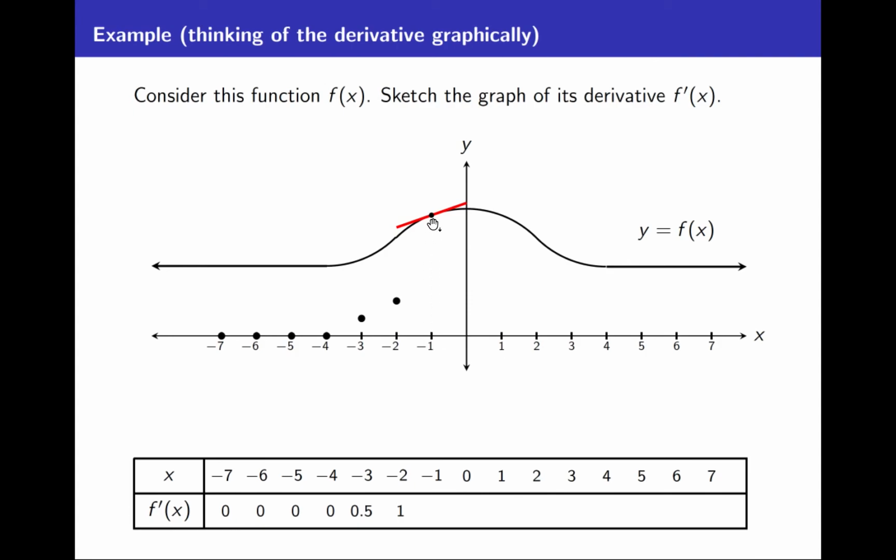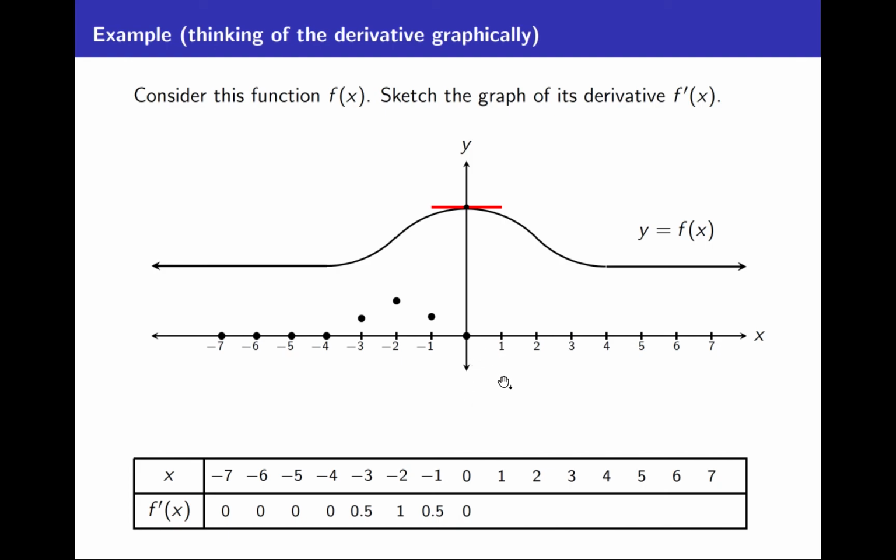And move over to x equals -1. You look at the slope. Looks like slope 1/2 again. So that would mean f prime of -1 is 1/2. And we'll plot the point -1, 1/2. And move on. Now we have x equals 0. And look at this. The tangent line to the graph of y equals f of x is horizontal. Its slope is 0, telling us that f prime of 0 is going to be 0. So we plot the point 0, 0.